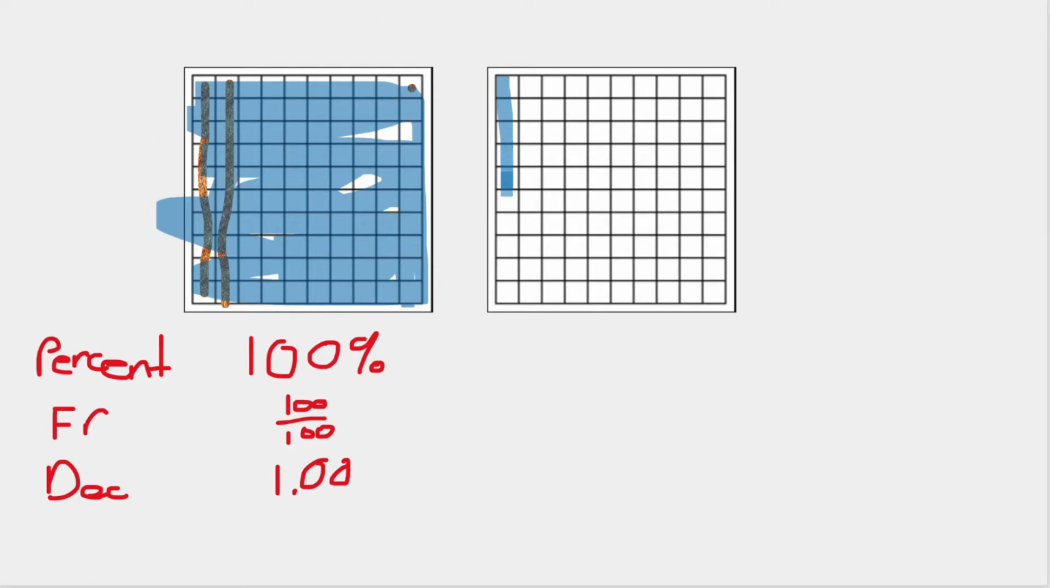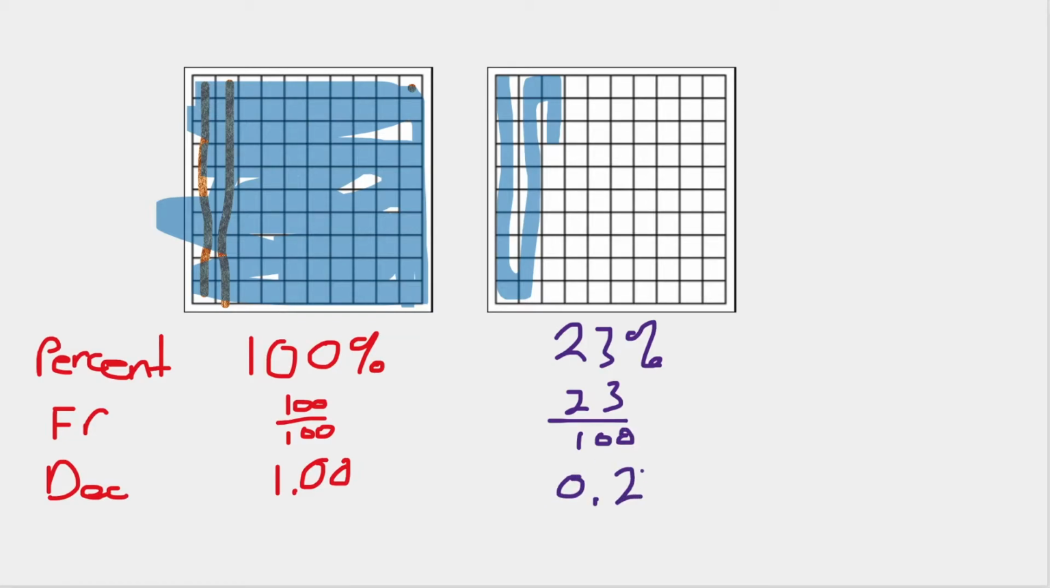Okay, so now what if I wanted to add these percents together? Okay, so if I'm thinking about this now, I'm going to do this in a different color. Okay, the percent of this one would be 23% out of 100, right? The fraction would be 23 over 100. And then the decimal would be 23 hundredths.